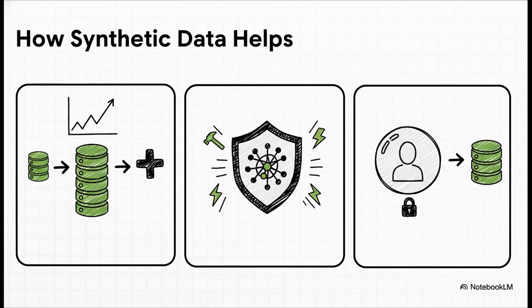There are really three huge advantages. First, you can bulk up your training sets. You give your model way more examples to learn from, which often leads to much better performance. Second, you can create these incredibly tough evaluation sets to really stress test your model against those weird edge cases we were talking about. And maybe most importantly, you get to do all of this while protecting user privacy, because you're not actually using their real personal data.